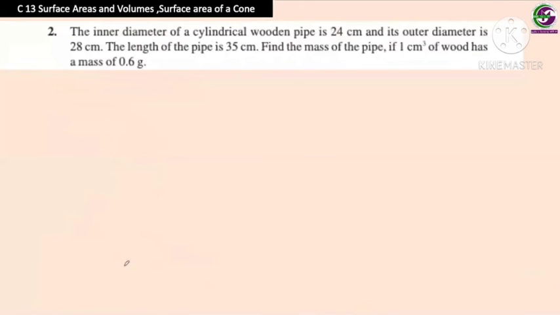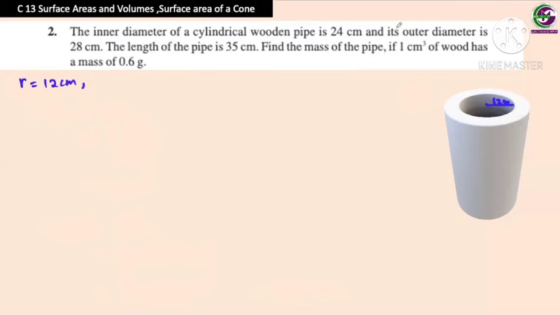Question 2 now. The inner diameter of a cylindrical wooden pipe is 24 centimeter. Inner. So first we have to find the radius, which is 12 centimeter. So we can write small r is equal to 12 because it is the inner radius. And the outer diameter is 28. So let's represent it by capital R, which is equal to 14 centimeters.